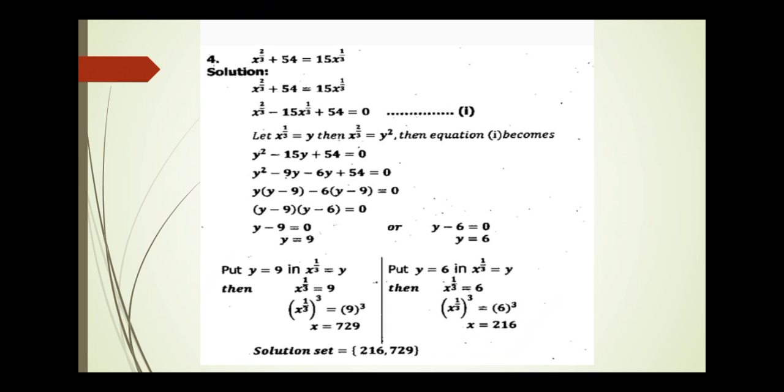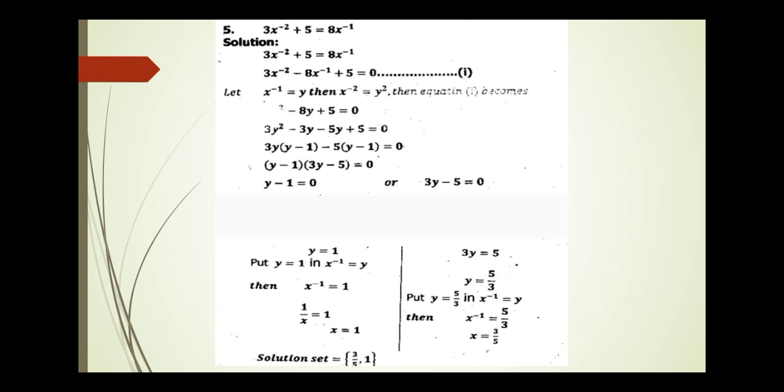Now it's question number 4. This is exactly the same as question number 3. 2/3 is the bigger one, 1/3 is the smaller part. So taking 1/3 as y and the 2/3 power as y squared, and then getting your answer. Here again the same question. x to the power minus 1 will be y, and taking square, x to the power minus 2 will be y squared, and getting your answer very easily.